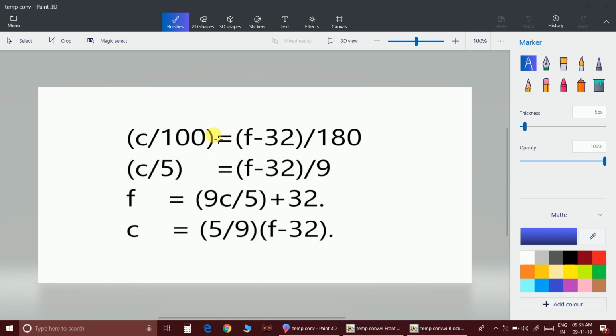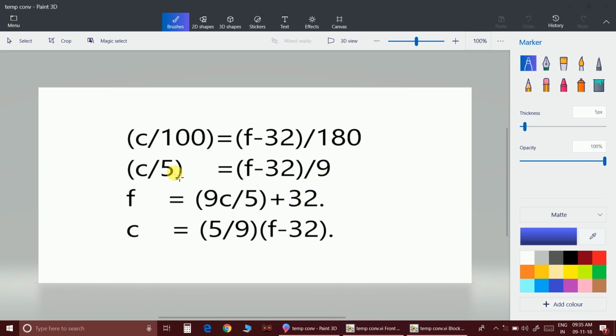This can be written, if you cancel 0, 0 on both sides, and 2 5s are 10, 2 9s are 18, it will be reduced to C by 5 equal to F minus 32 by 9. From this, if you want to convert Celsius to Fahrenheit, then the input should be Celsius and the output you will obtain in the Fahrenheit scale, that is 9C by 5 plus 32.